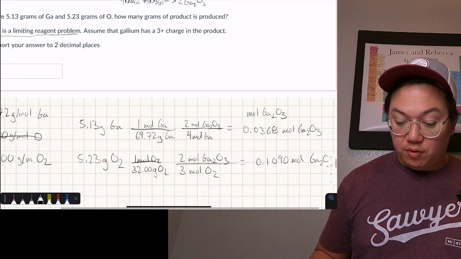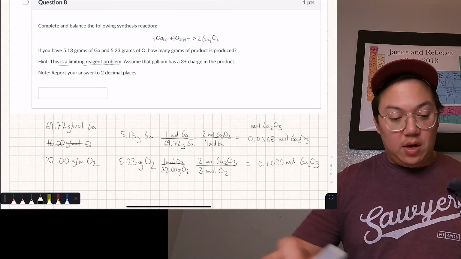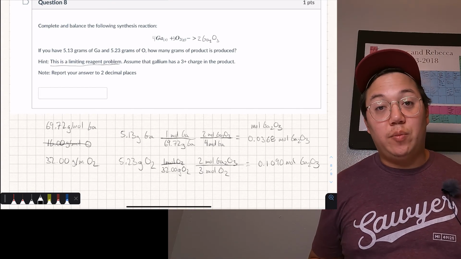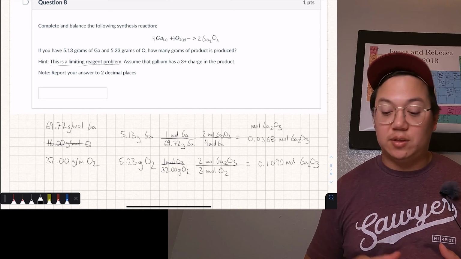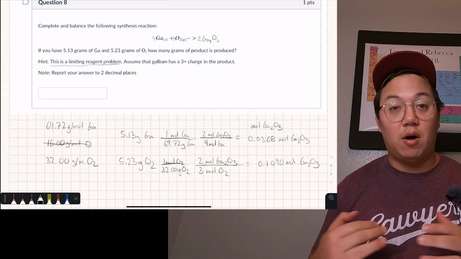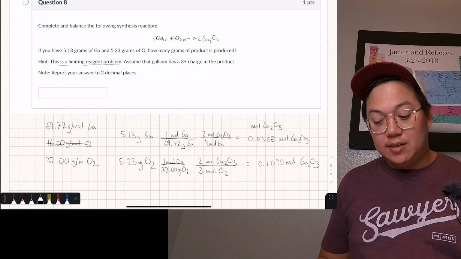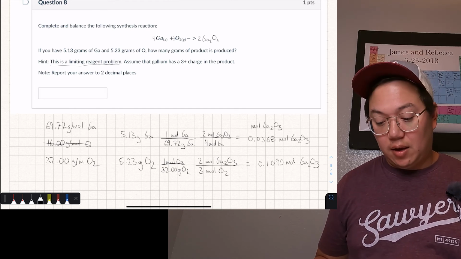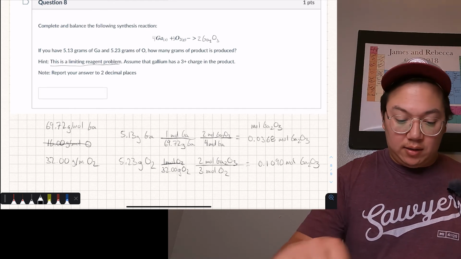So as we talked about before on this quiz, the limiting reagent is the one that's going to give us the least amount of product because it's going to run out first, right? Just like our hot dog buns. In this case, gallium is our hot dog, and we've got more than enough buns, but not enough hot dogs for them.